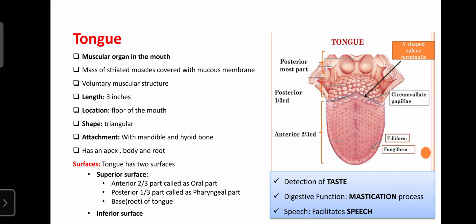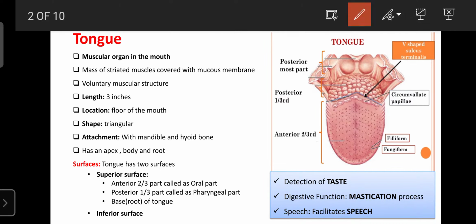So regarding the tongue, the tongue is a muscular organ that is located in the mouth. It is mainly made up of striated muscles that are covered with mucous membrane. The tongue is a voluntary muscular structure. It means the tongue consists of skeletal muscles, and because it is made from skeletal muscle, it is a voluntary muscular structure.